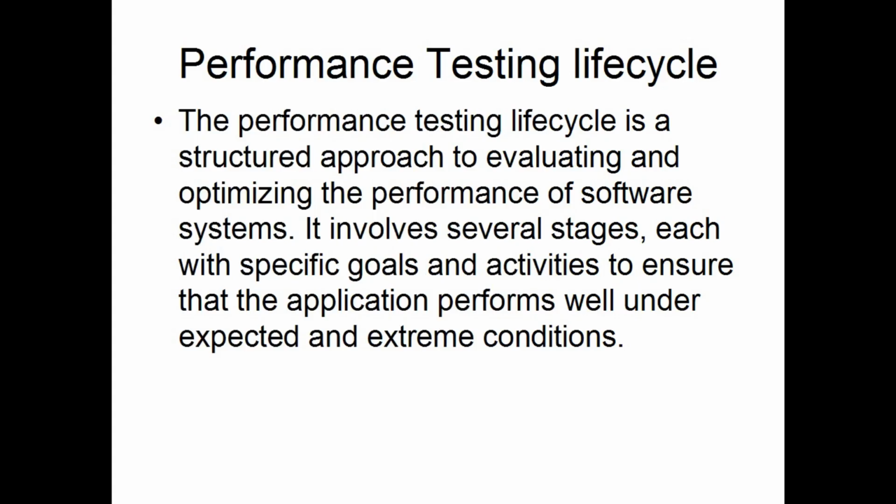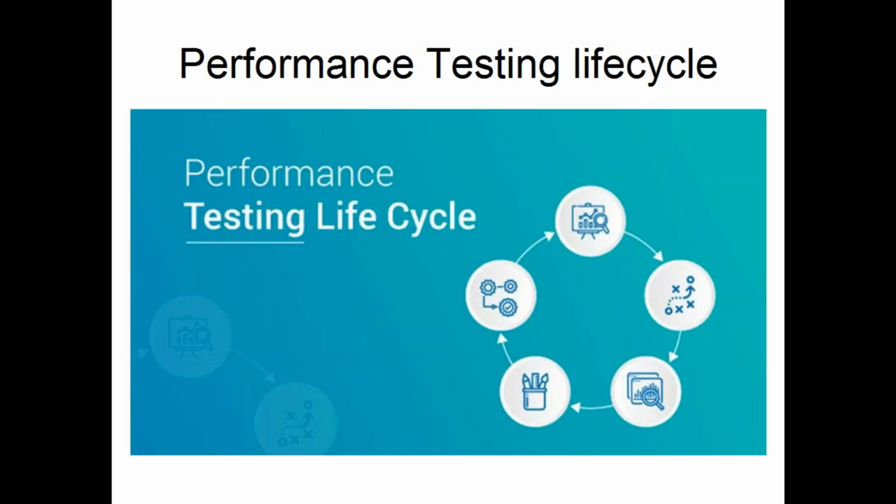Let's talk a little bit about the performance testing lifecycle. It is called the life cycle, or it could be called the performance testing process. The performance testing life cycle is a structured approach to evaluating and optimizing the performance of software systems. It involves several stages, each with specific goals and activities to ensure that the application performs well under expected and extreme conditions. So the performance testing life cycle happens in so-called cycles in a structured way.